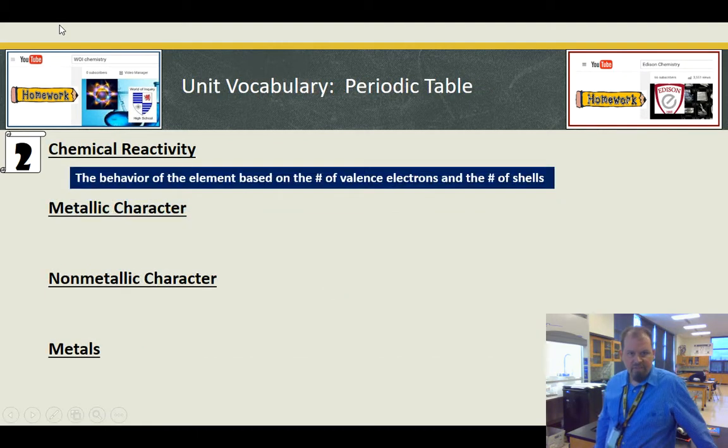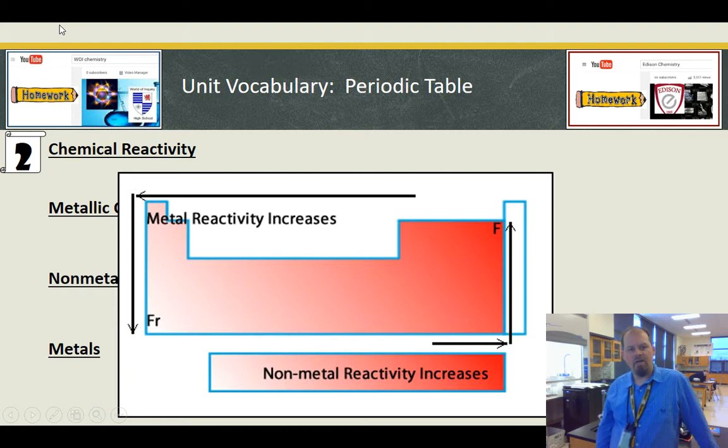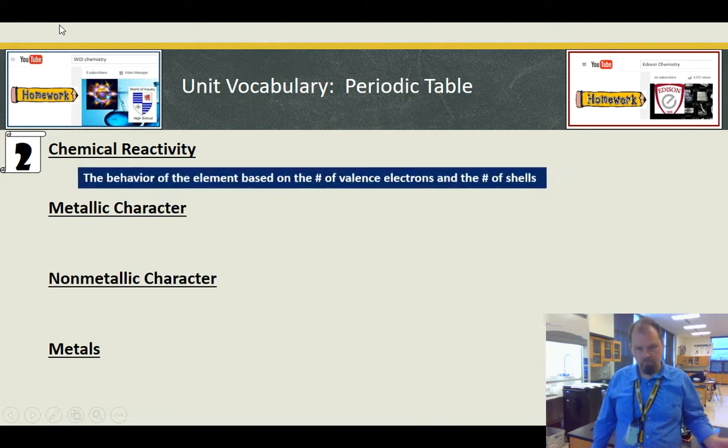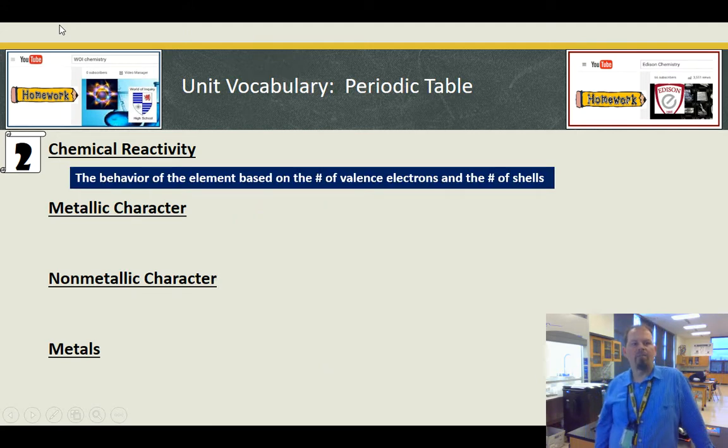Chemical reactivity. Here is a mock periodic table to show you where things are the most reactive. Notice it's in both corners. So I don't know which way is which for you guys. The top right nonmetal is the most reactive nonmetal. The bottom left metal is the most reactive metal. Okay. Whoa, went too fast. It's the behavior of an element based on the number of valence electrons and the number of shells. We'll get into that so you can understand effective nuclear charge and electron shielding.